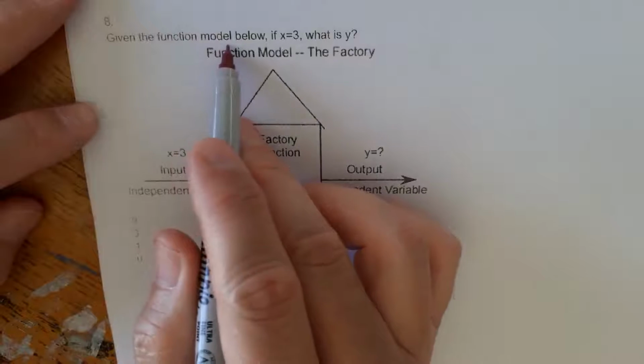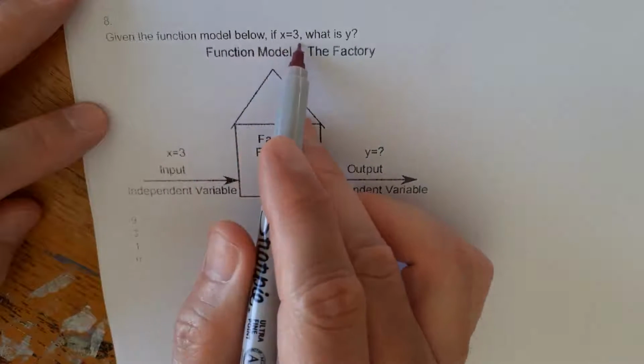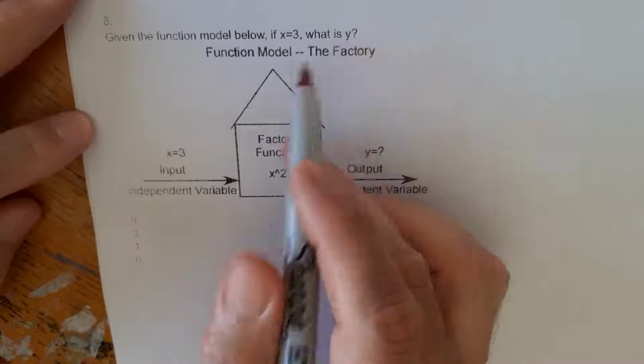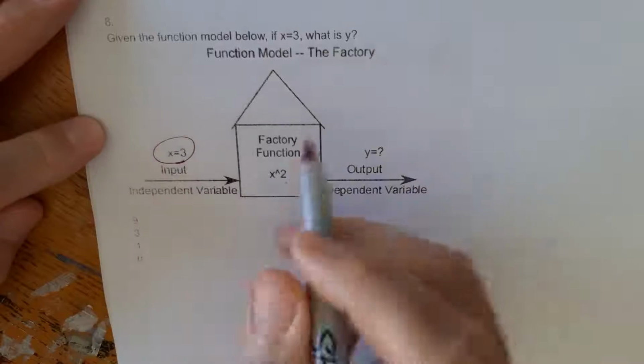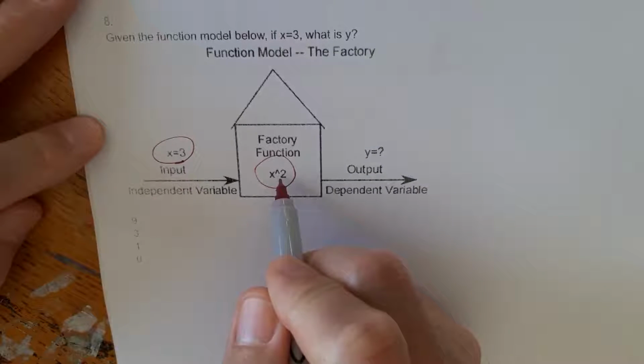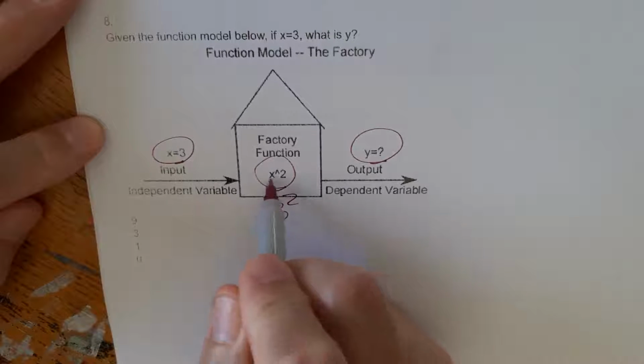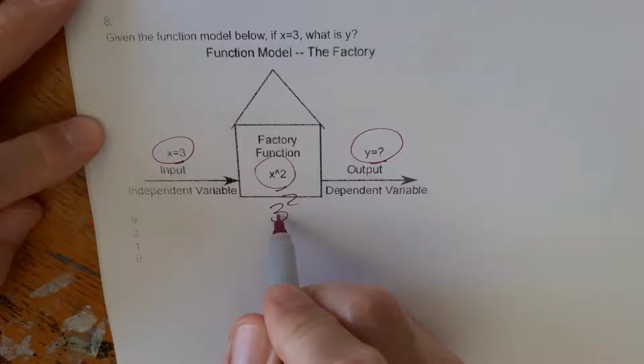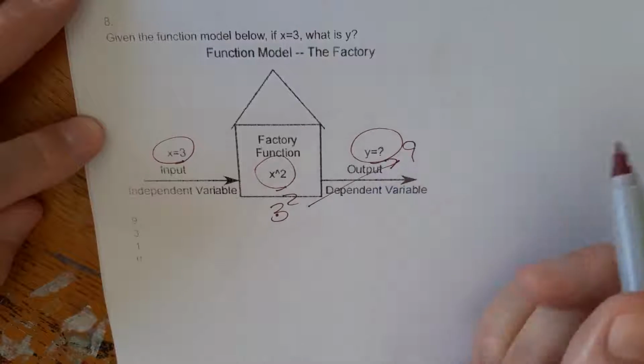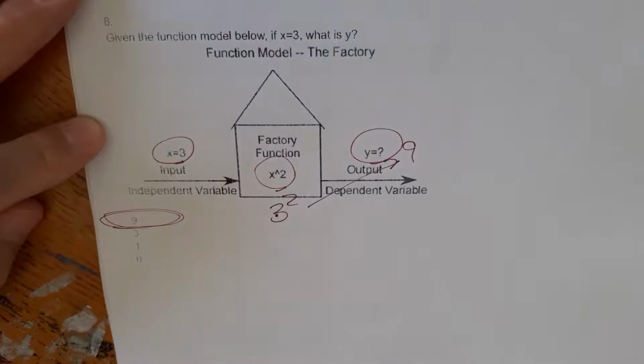All right, given the function model below, if x equals 3, what is y? So here we have x equals 3. Here's the actual function, x squared. What's the output? So you take this 3 and you say 3 squared, put it right into the model, right into the factory, and the factory works on it. Well, 3 squared is 9. And that's all there is to it.